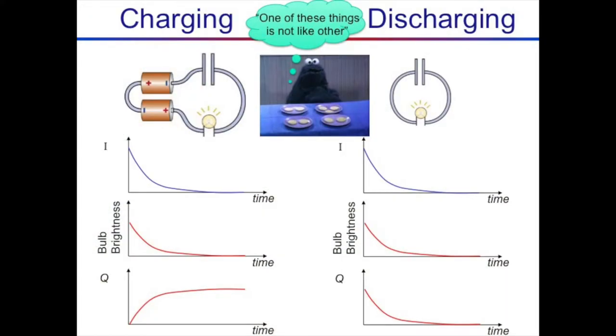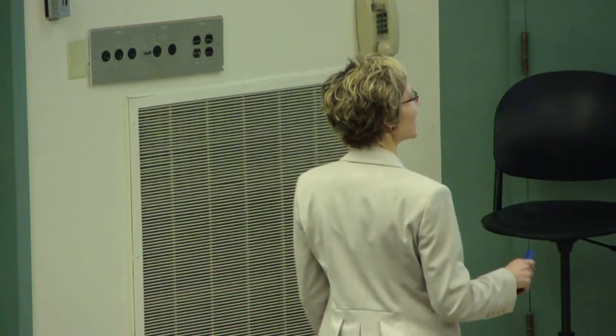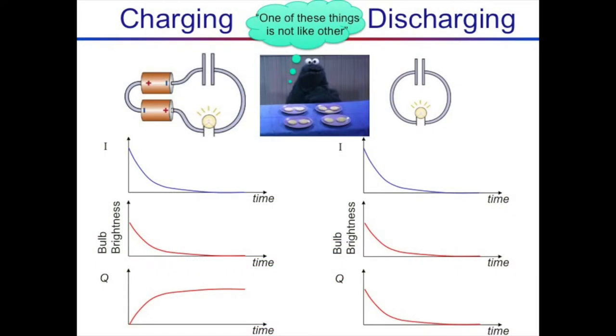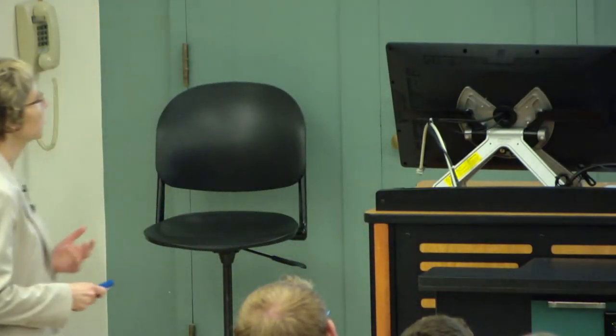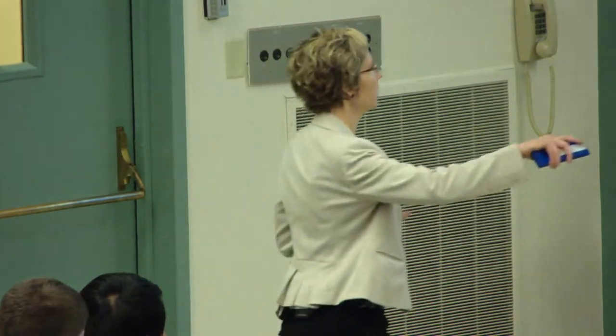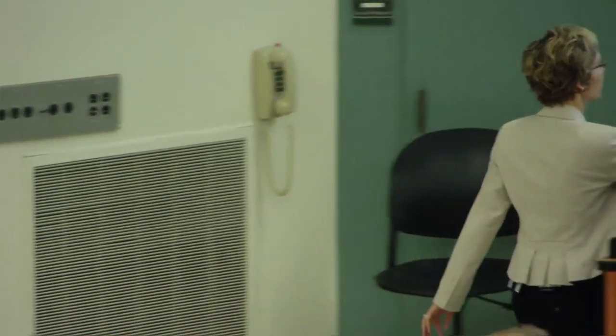So in our graphs here, which is the graph that's not like the others? Yeah, down here, the charging case. The current did the same thing in both cases. The current just died out, and the bulb brightness died out with time. In the charging case, we're building up charge with time, and in the discharging case, we're getting less and less charge with time. So Cookie Monster has helped us solve both problems: which plate of cookies was different and which graph was different.